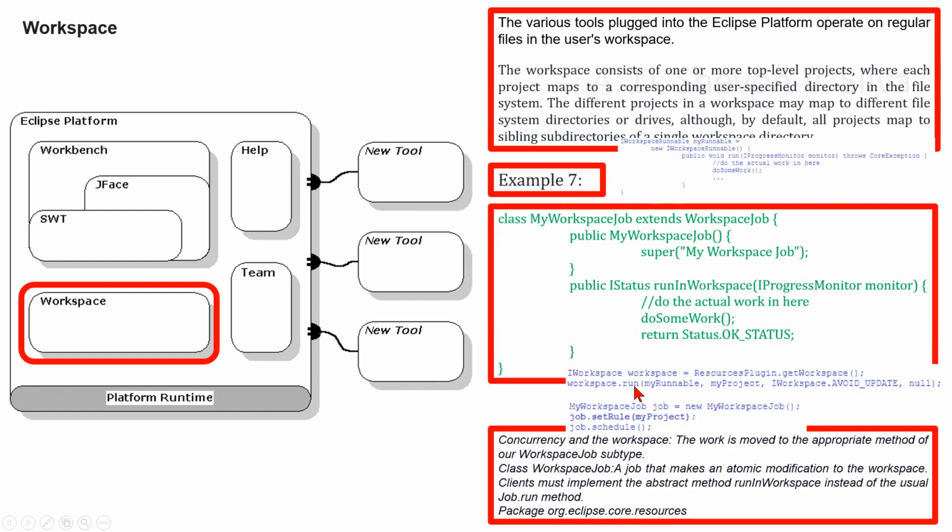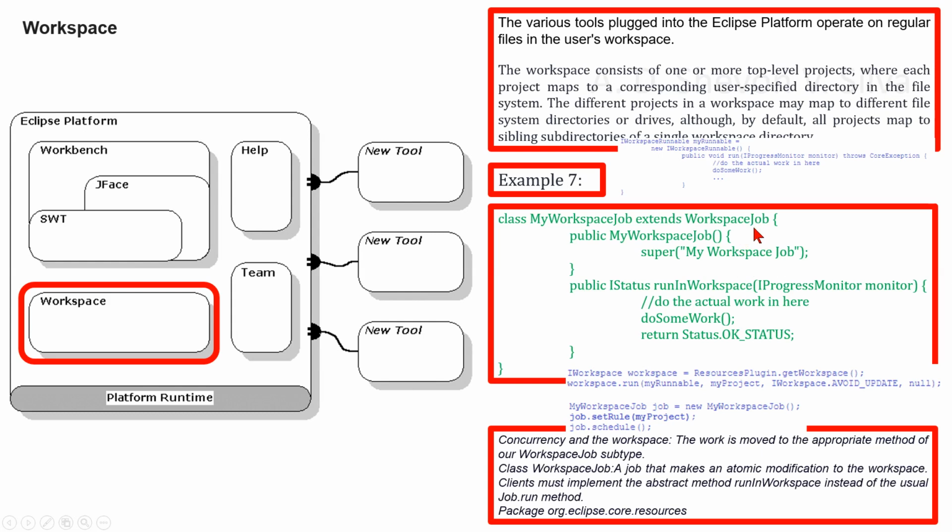Now we are focusing on workspace jobs in concurrency and the workspace. The work is moved to the appropriate method of our workspace job type here. The class WorkspaceJob is a job that makes an atomic modification to the workspace. Clients must implement the abstract method runInWorkspace instead of our usual job.run method. This is in the package org.eclipse.core.resources.